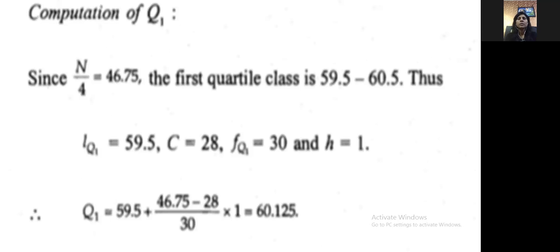So the first thing we are calculating is the median, first quartile and third quartile. The computation of Q1: since we are calculating the quartile, we use n by 4 instead of n by 2. If we were calculating the median, we would use n by 2, but when we are talking about quartiles, we have to use 4. The n by 4 value gives 46.75. The first quartile class is 59.5 to 60.5. Thus L for Q1 is 59.5, the lower limit, and the cumulative frequency is 28. The frequency is 30, and the height, the class interval, is 1. Using the quartile formula, which is just like the median formula, we get the value of the quartile as 60.125.